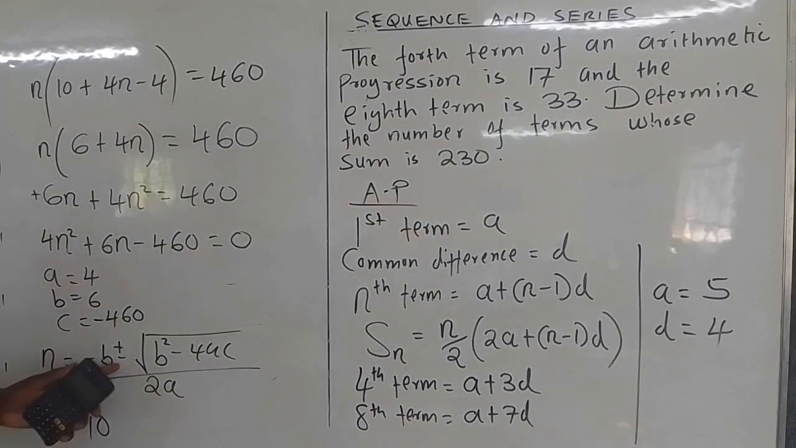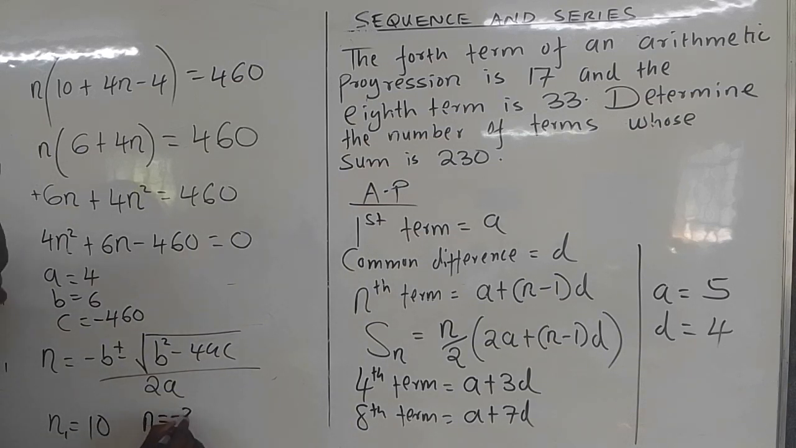The answer is 10. When you use the negative, you just go back and change that positive here to be negative. You get negative 23 over 4. You know n is either 10 or negative 23 over 4. And you know n is a number of terms, so it cannot be negative. So n must be 10, isn't it?